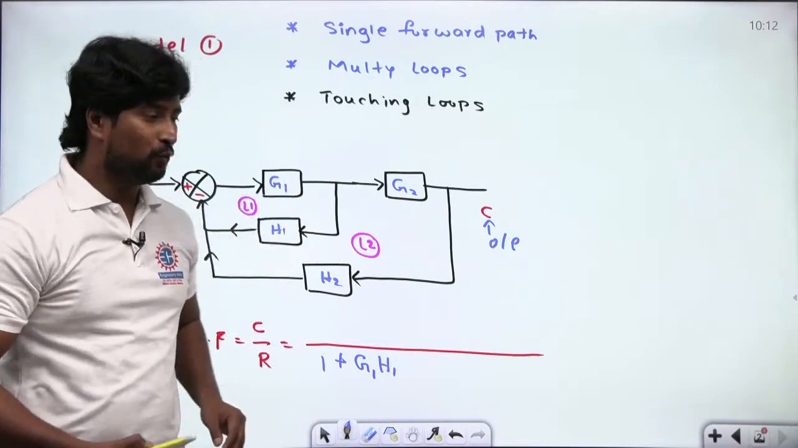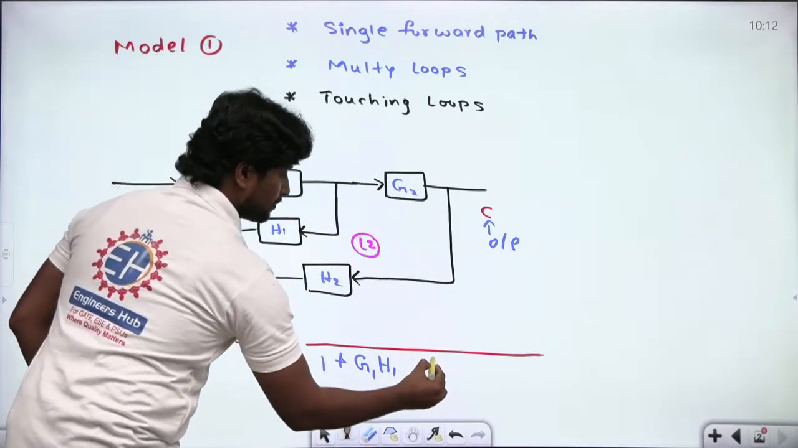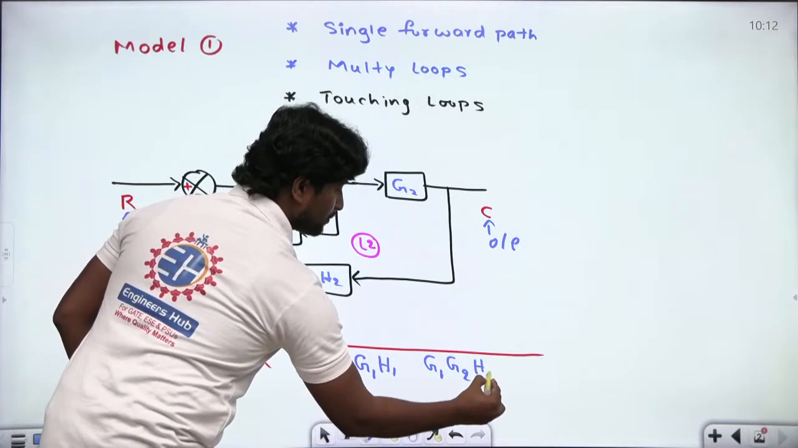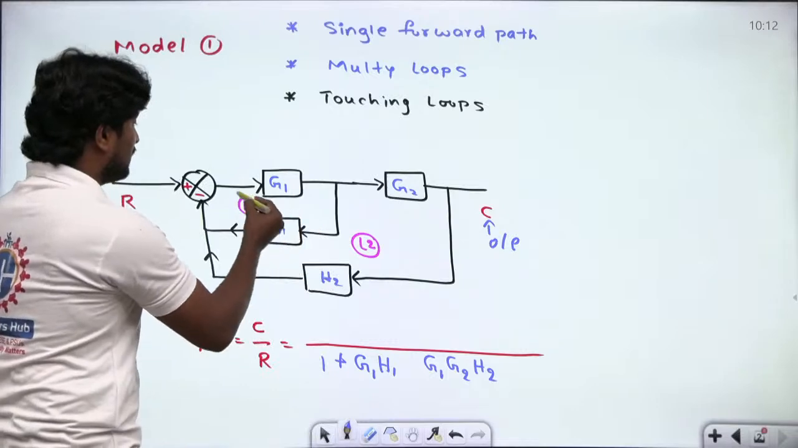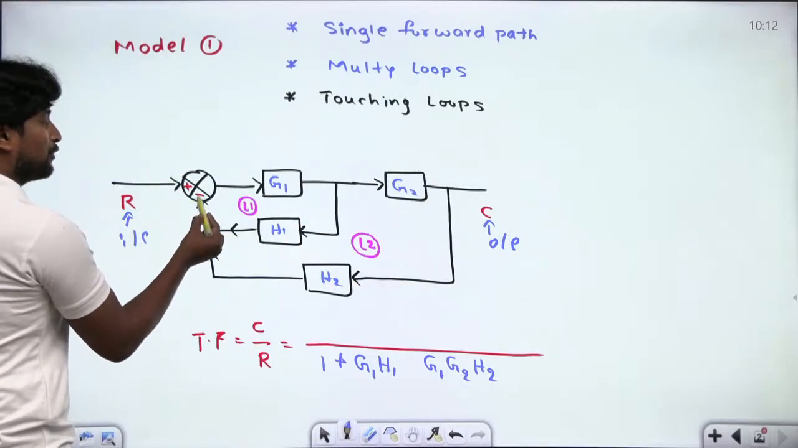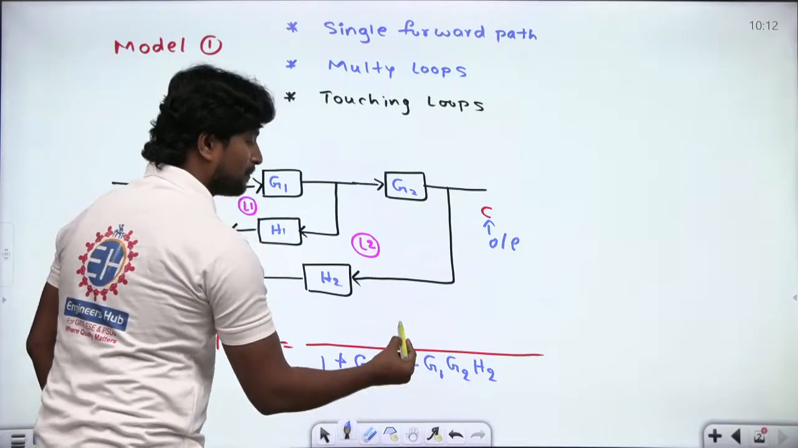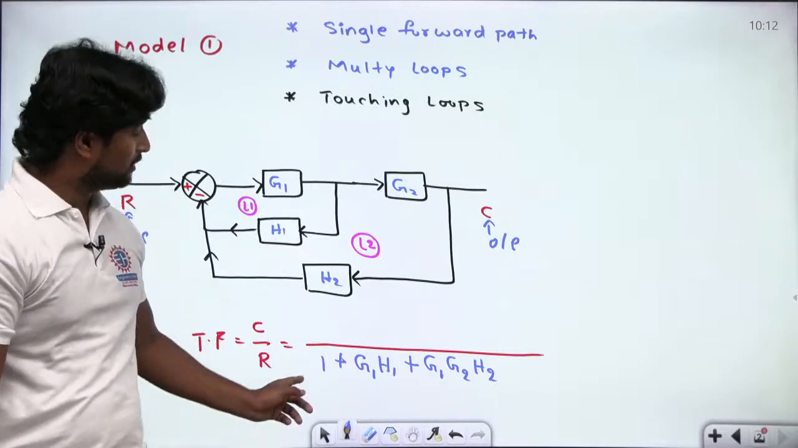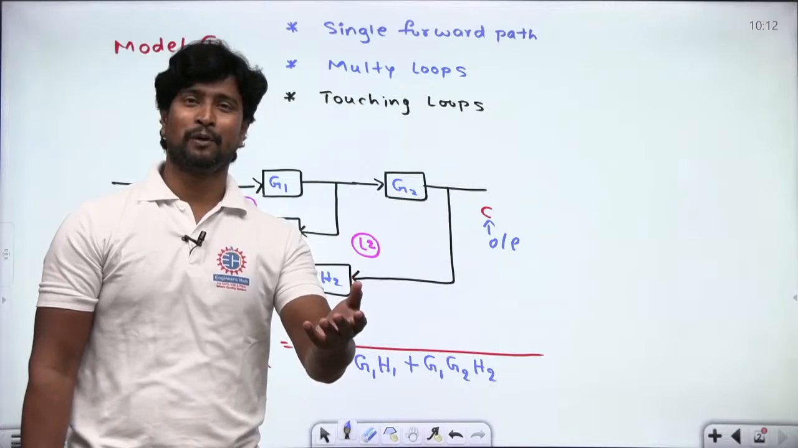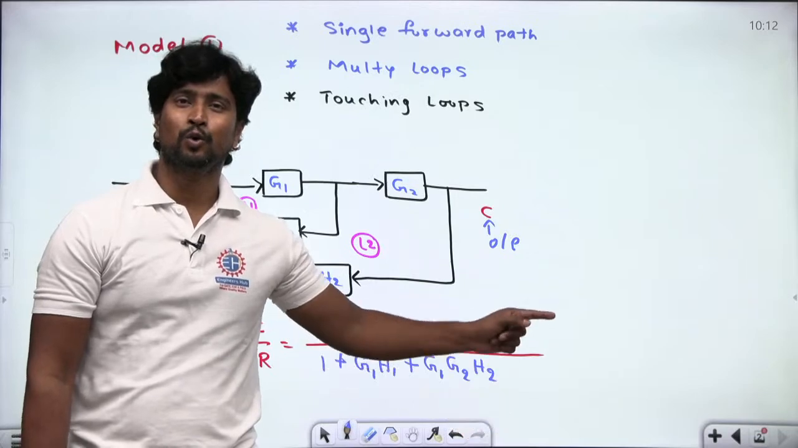Next one is loop 2. What is the loop 2 value? G1, G2, H2. Are you clear? And check once, luckily this also contains the same feedback. What is the feedback? Negative feedback. If it is negative feedback, consider the opposite sign, plus. So the denominator part is done. I said, you know, the denominator part is made up of either loops or feedback paths. Done.